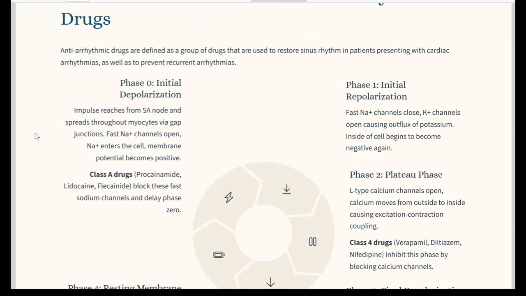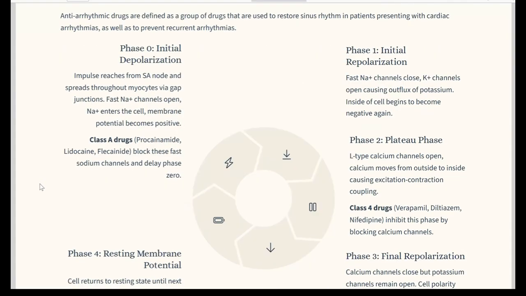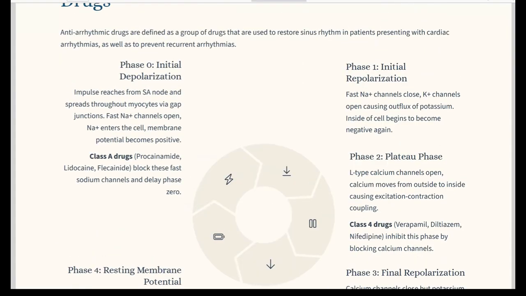Phase 0, phase 1, 2, 3, and 4. So phase 0, you've got impulses that reach from the SA node and spread throughout your myocyte. This is a bit of physiology that they can test as well. All your class 1 drugs are sodium channel blockers, and they will act on phase 0. So procainamide, lidocaine, flecainide, class 1 A, B, C, if you remember, will block your fast sodium channels and delay phase 0.